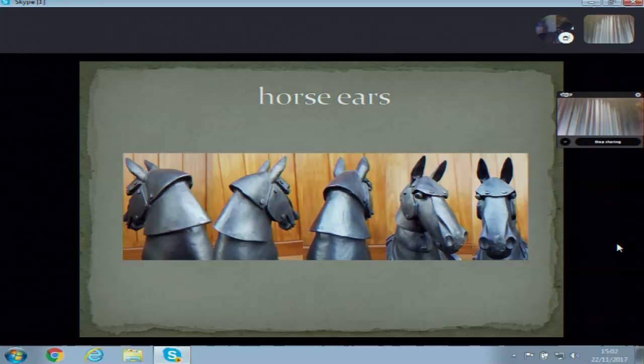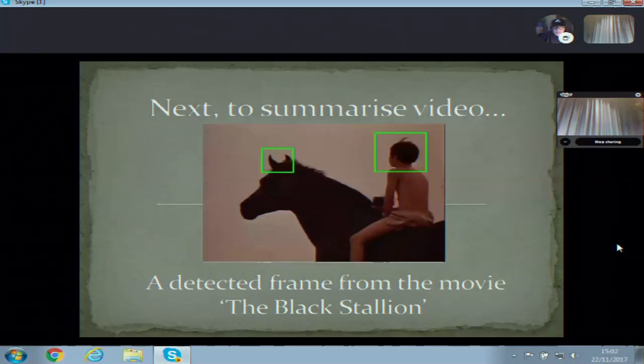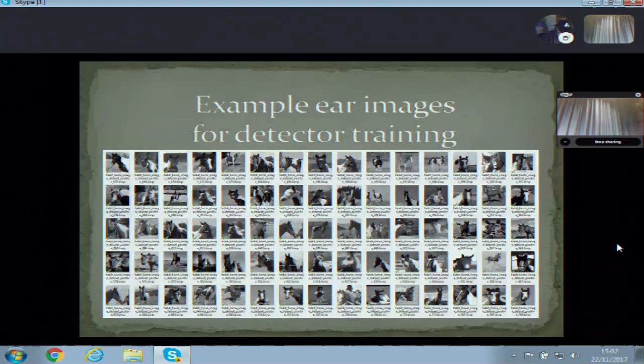So I selected horse ears as my salient feature, and I trained my software to identify them. Oops, jumped forward a few there, hang on. Sorry about that. Example horse images.